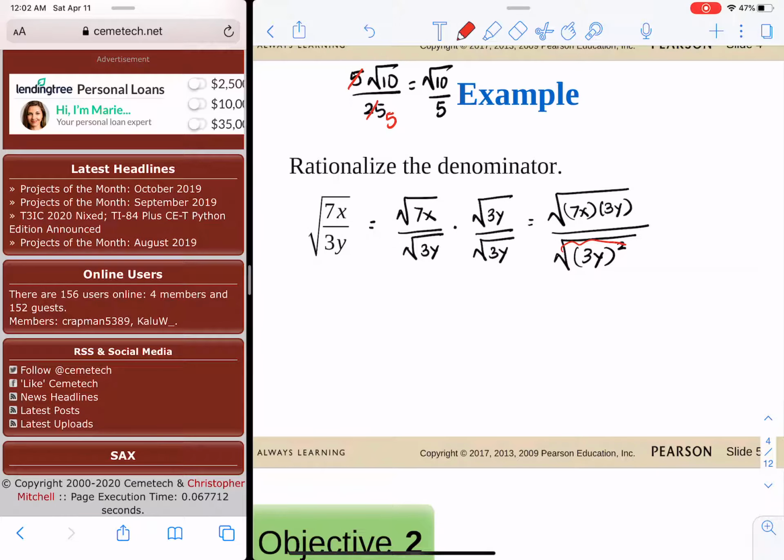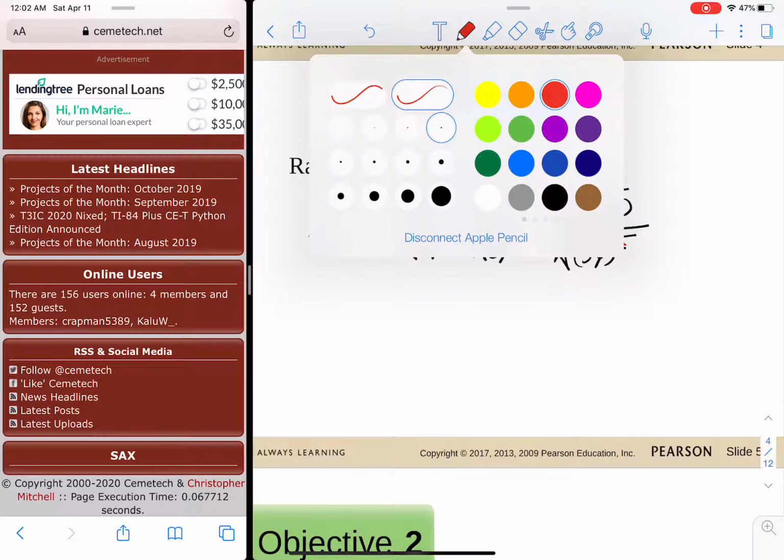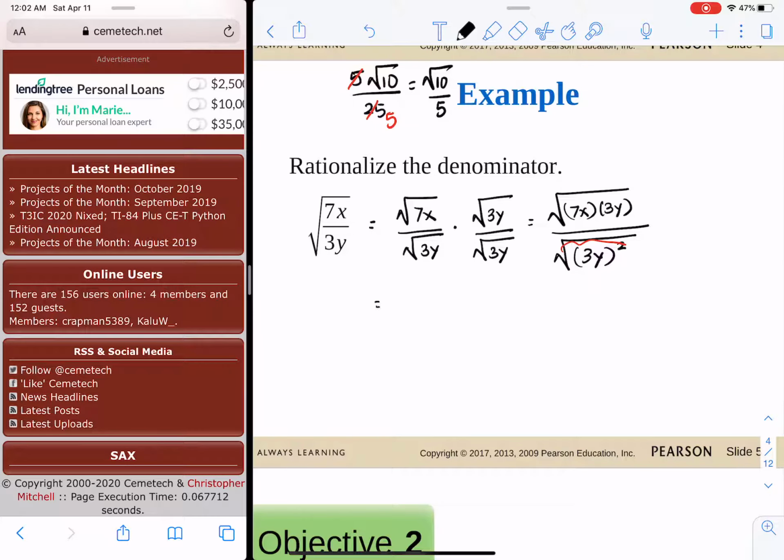The root and the squared would go away, and we have square root of 21xy divided by 3y, and we successfully got rid of the root in the denominator. Keep in mind, rationalizing the denominator simply means getting rid of the root of some kind in the denominator. In short, we are getting rid of the radical in the denominator.